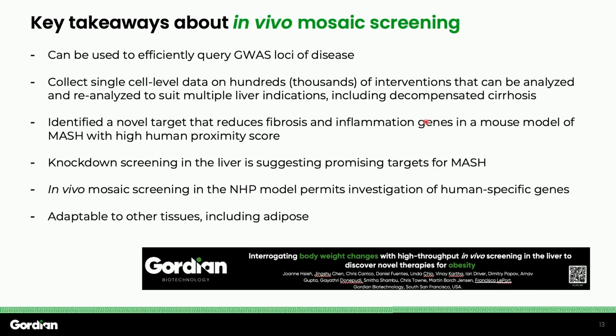And I'd just like to leave you with these key takeaways: that we could curate these disease features to really query any liver disease, including decompensated cirrhosis, and we're showing promising targets in the lockdown screening, and we can do this in adipose. And hopefully, we can leverage this platform to examine anti-obesity agents to make sure there isn't any ectopic pathological deposition in the liver instead of the adipose.